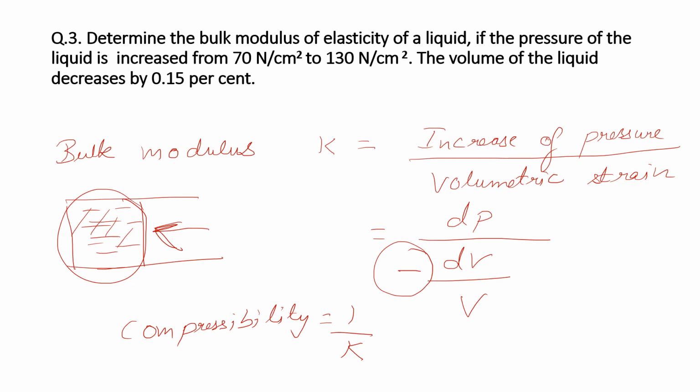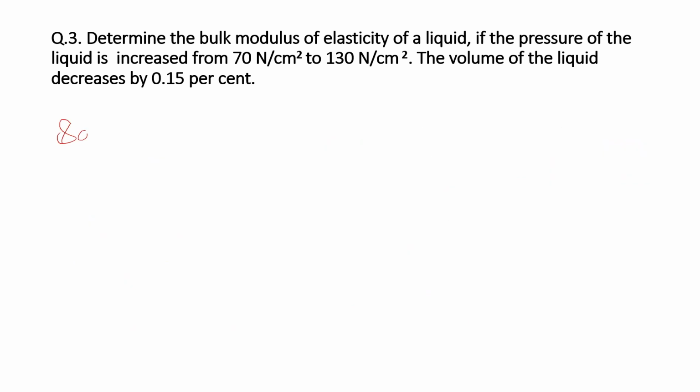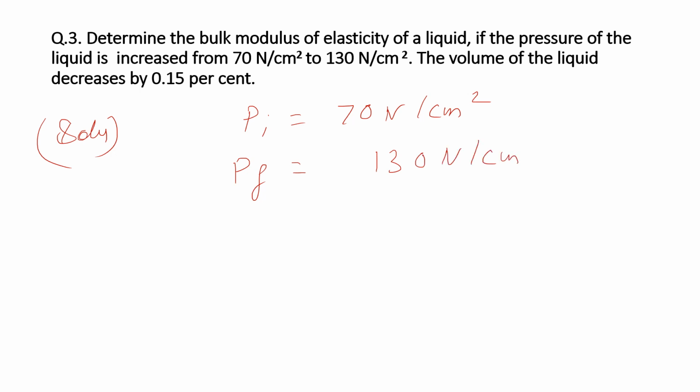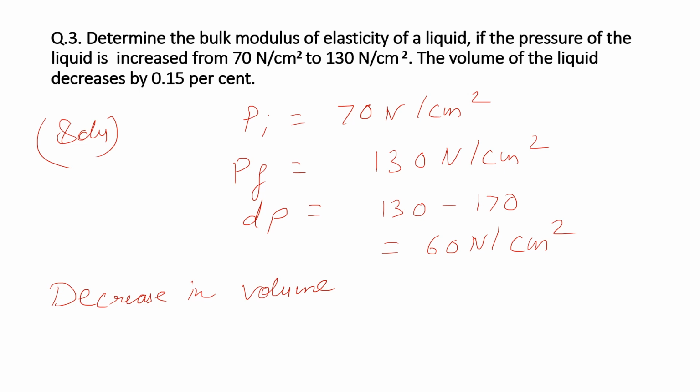So now let's start the problem. For solving the problem, I will first write what is given. So we have been given initial pressure, which is 70 Newton per centimeter square. Final pressure is given as 130 Newton per centimeter square. So we will find dP, that is the increase in pressure, which will be 60 Newton per centimeter square. Now we will find the decrease in volume. So generally in the question it is given that the volume of the liquid decreases by 0.15, right? So here the decrease in volume is 0.15%.